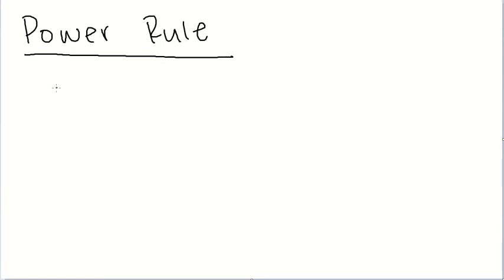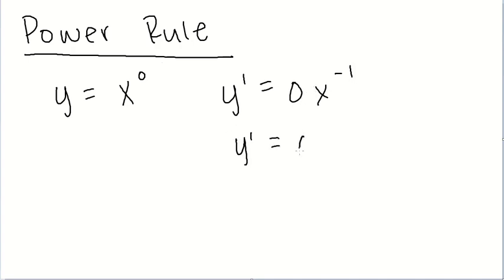One last example I want to look at is if we had y equals x to the 0th power, and we wanted to find the derivative of this. So again, using the power rule, if we want to find y prime, we're going to take the exponent, put it out front, so we're going to have 0, and then we're going to subtract 1 from the exponent. So 0 minus 1 is going to be negative 1. And so here we have 0 times x to the negative 1, and we know that anything times 0 is just going to be 0. So this is going to simplify to just 0.